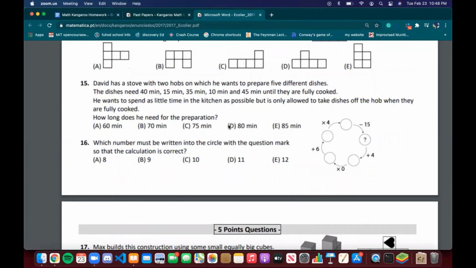16 is a little tough. All you have to do is just look at the diagram, figure out what patterns you need to do, and look for what must be guaranteed. What numbers must be guaranteed for you to have something.